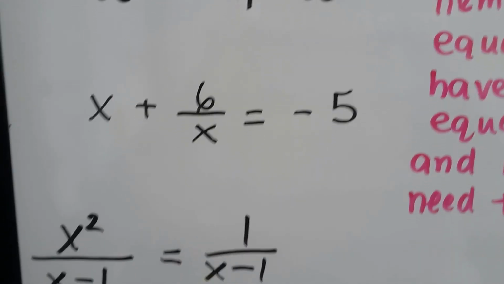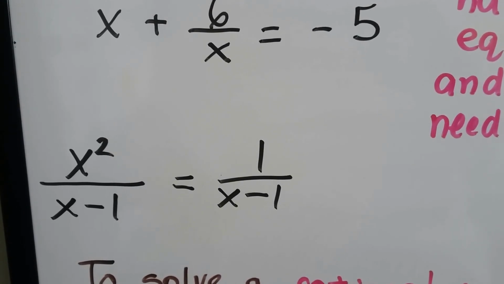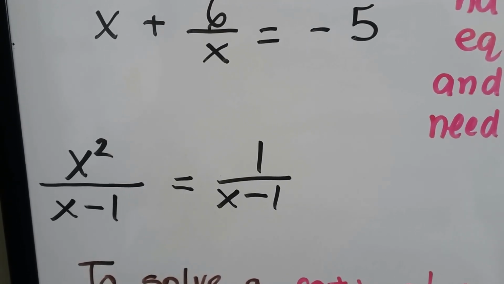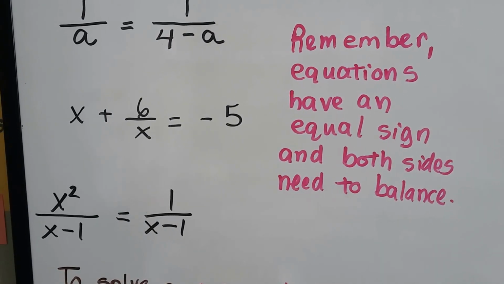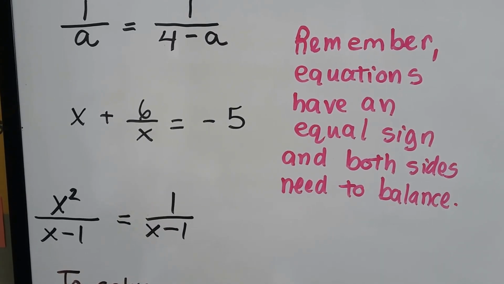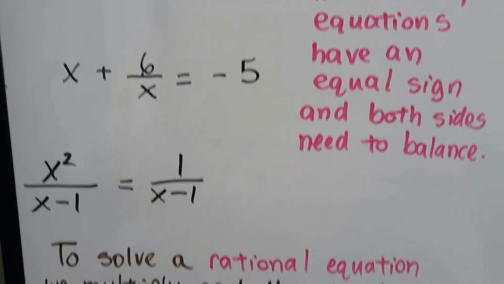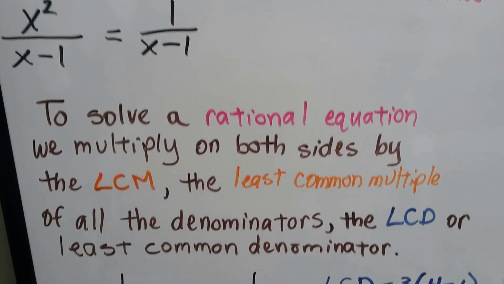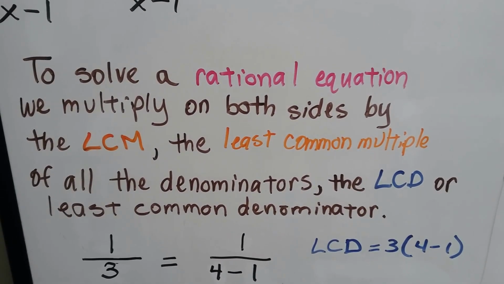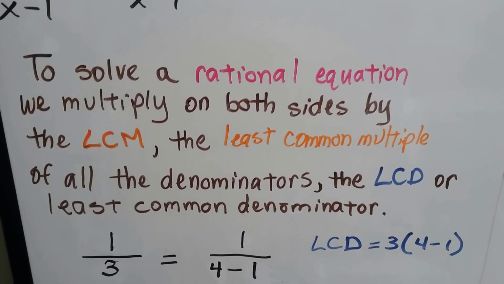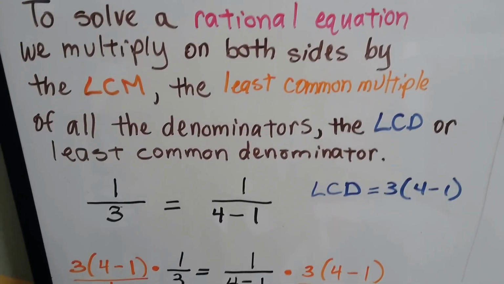That's a rational equation. And even x squared over x minus 1 is equal to 1 over x minus 1. That's a rational equation. So just remember, equations have an equal sign and both sides need to balance. Okay? So all of these have an equal sign in between the rational expressions, don't they? To solve a rational equation, we multiply on both sides by the LCM, the least common multiple, of all the denominators. It's also the LCD, or least common denominator.